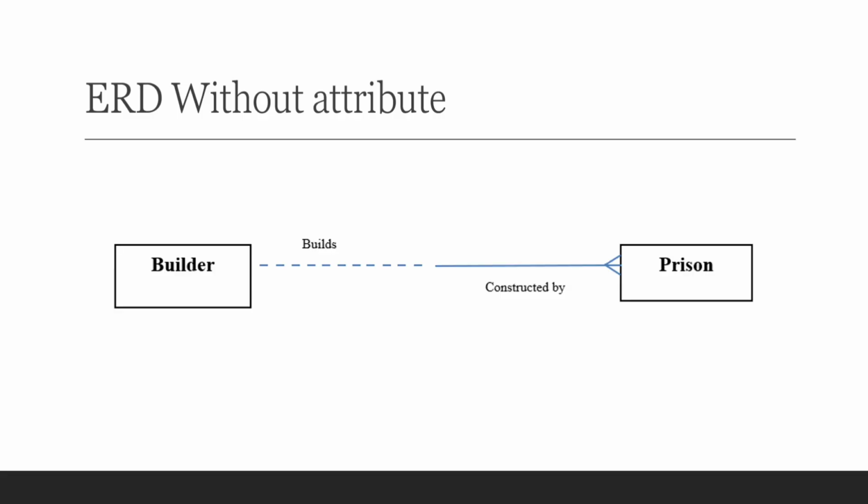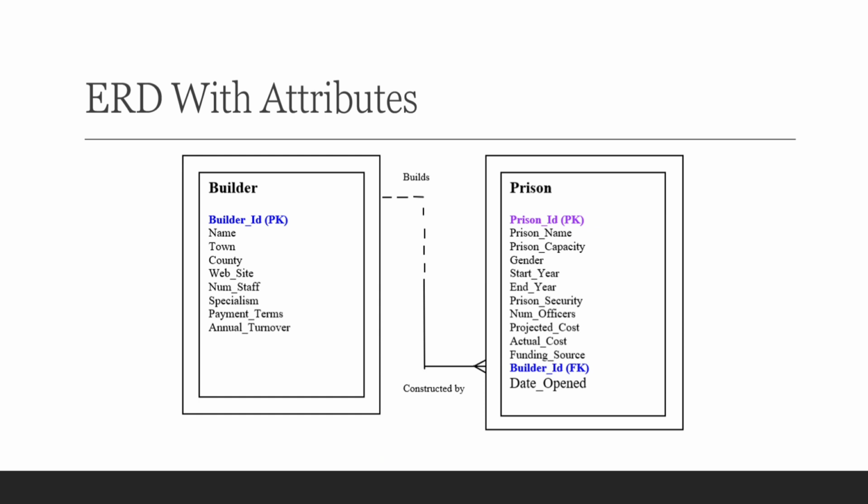This project consists of two entities, namely builder and prison, and these are the attributes within these entities. These entities are connected with the help of a key called builder ID, which serves as a primary key in builder table and foreign key in prison table. Prison table has its own primary key named prison ID.